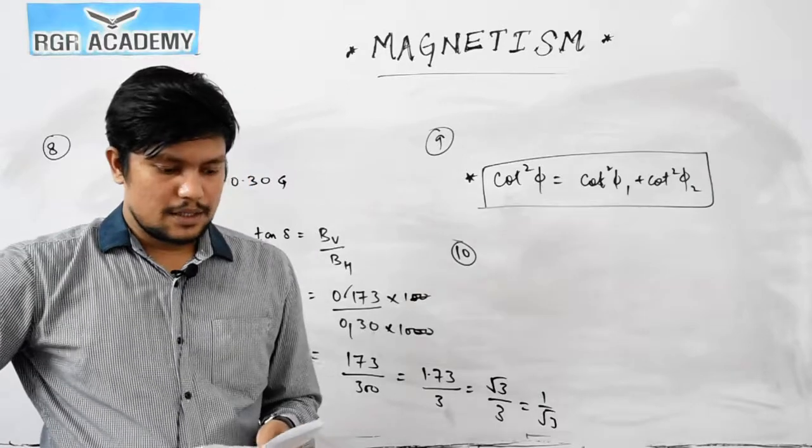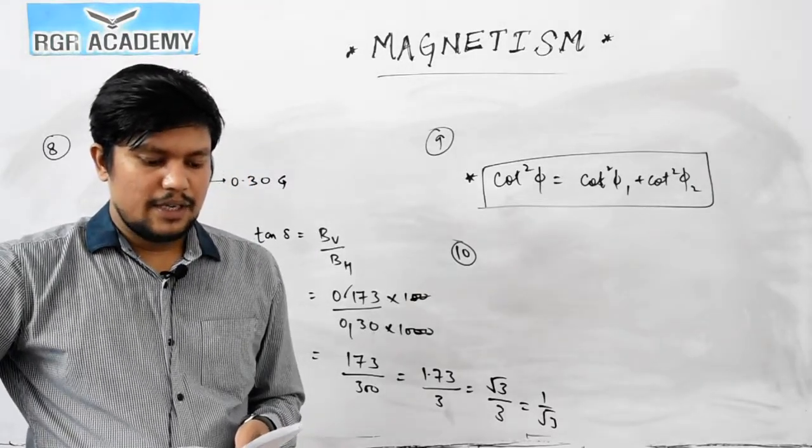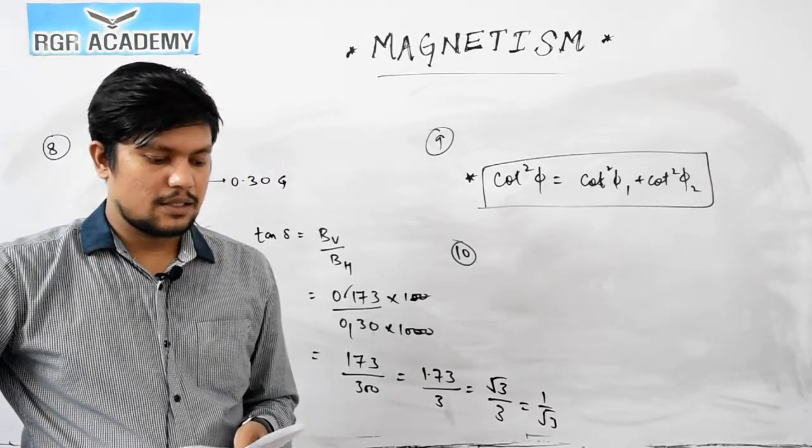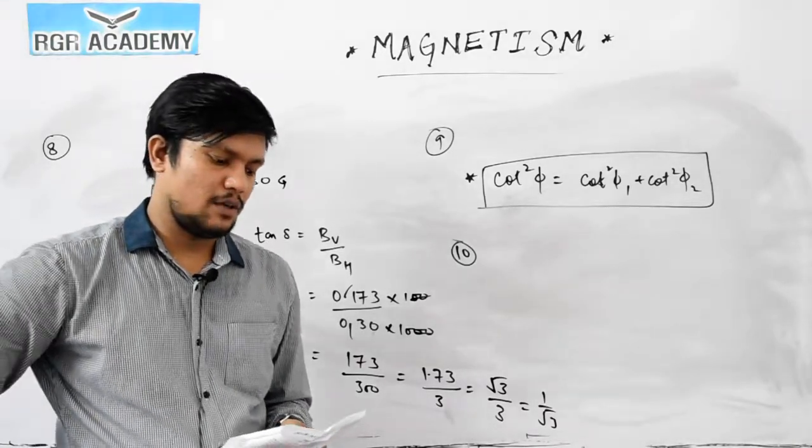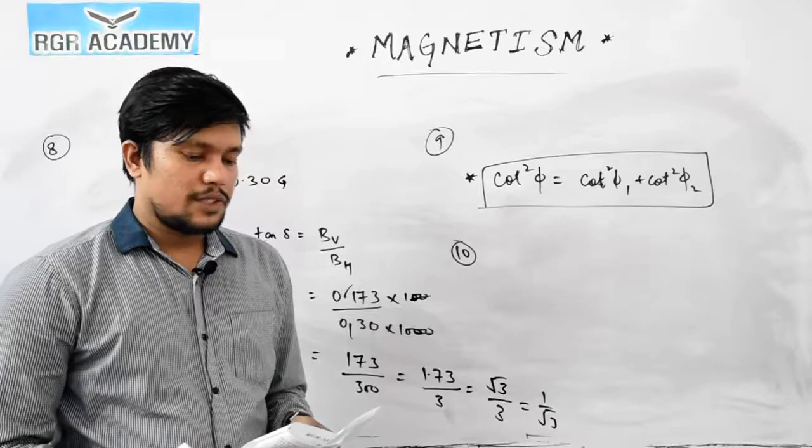So in question number 10, the magnetic field at a point x on an axis of a small bar magnet is equal to the field at a point y on the equator of the same magnet.